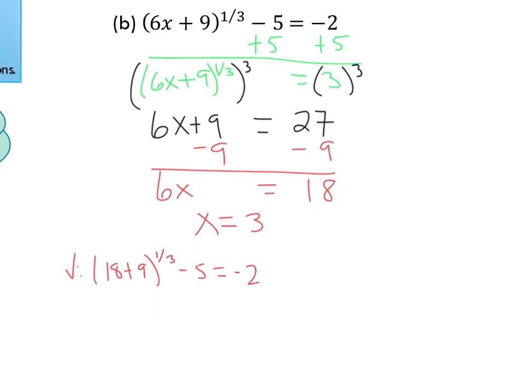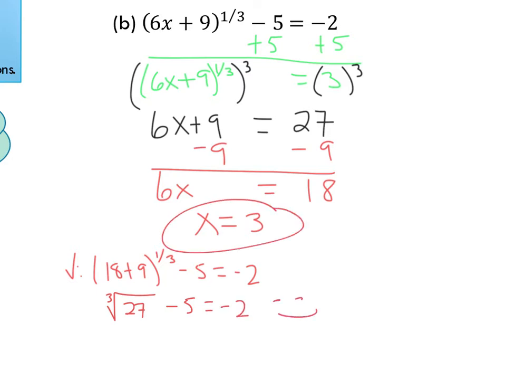Okay, so if we think about it, we know 18 plus 9 is 27, so it's like the cube root of 27 minus 5. Does that give me negative 2? Yes. So this is a solution.